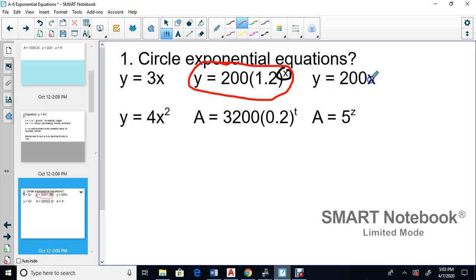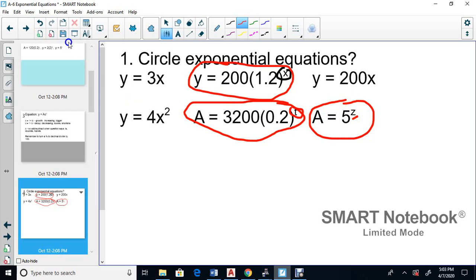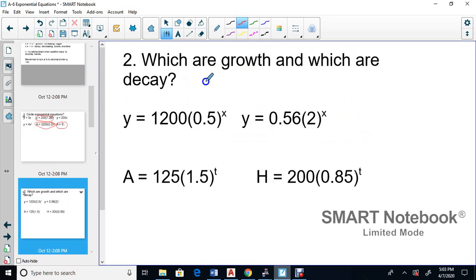y equals 200x. No exponent, so that's not. y equals 4x squared. There's an exponent, but it's not a letter. The exponent has to be a letter, so it's not that one. Now you've got a equals 3200.2 to the t. Yes, because this exponent is a letter, so this is an exponential equation. And finally, a equals 5 to the z. The z is an exponent, so yes, this one's also an exponential equation. All these ones are exponential equations because they have an x or a letter in the exponent.